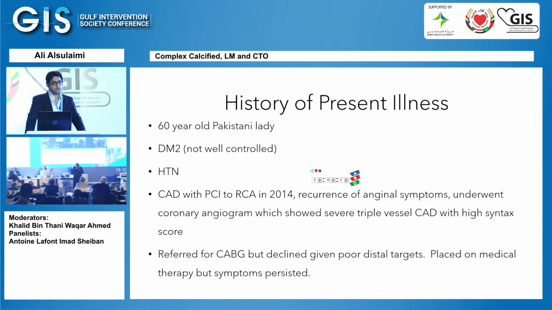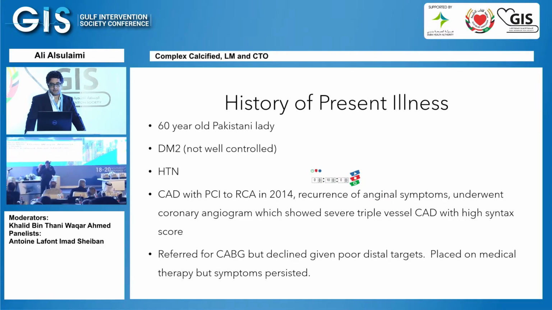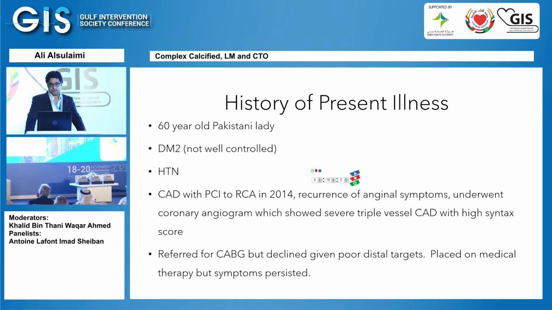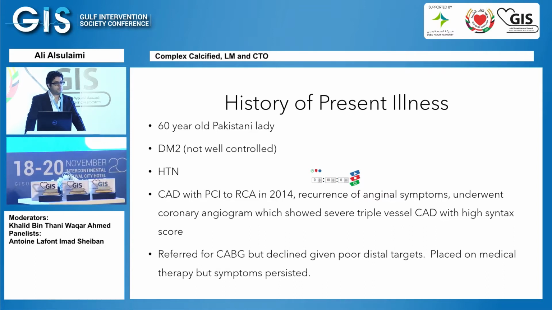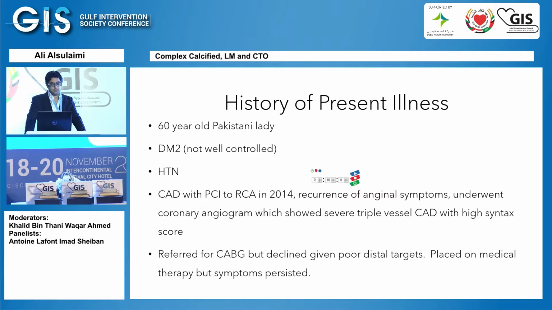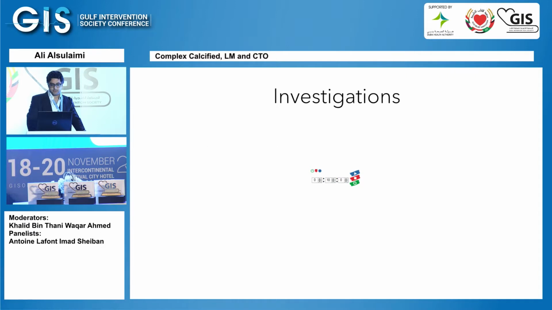She had a diagnostic angio done prior to that, and it showed severe triple vessel CAD with a high syntax score. And she was referred to CABG in that center, but given her poor targets, she was declined CABG, and she was only placed on medical therapy. But her symptoms persisted, and that's why we pursued PCI for her.